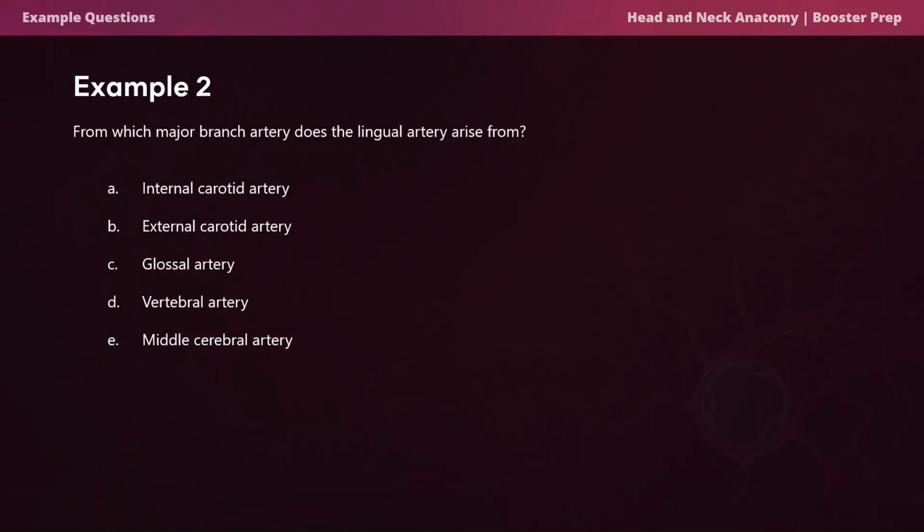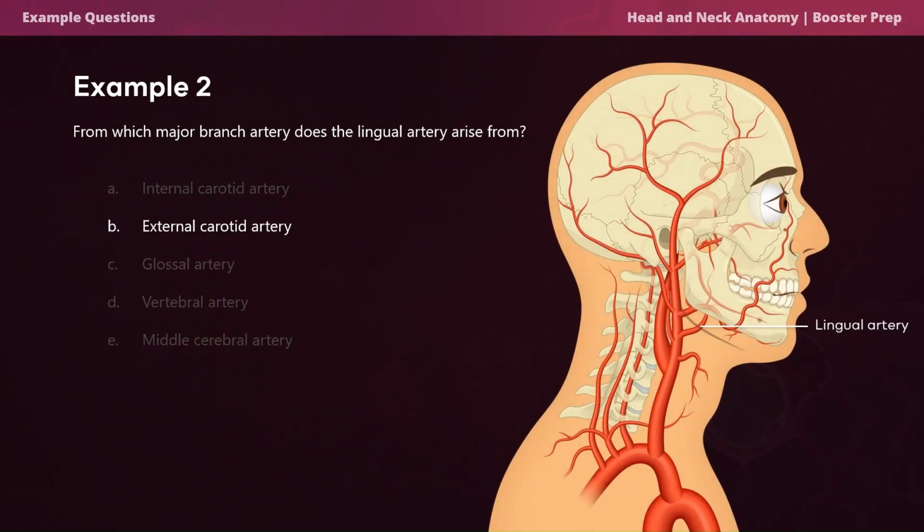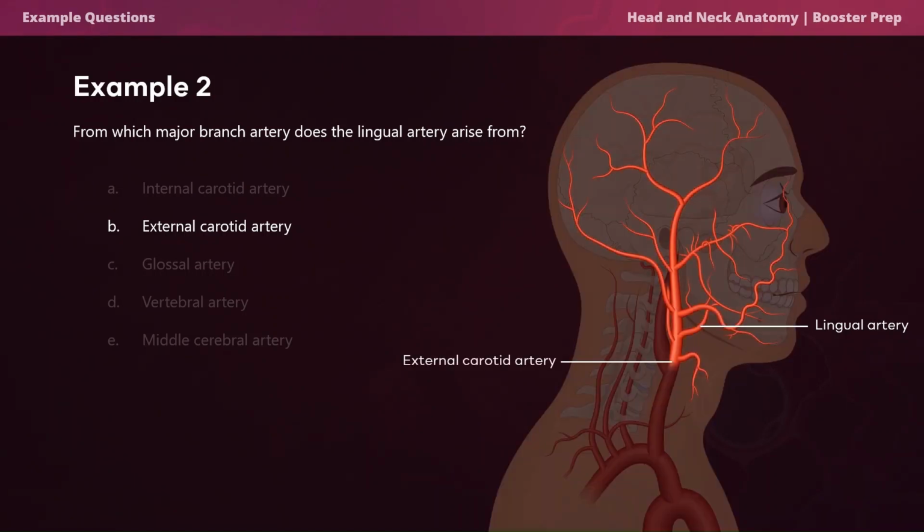From which major branch artery does the lingual artery arise? So the answers are A, the internal carotid artery, B, the external carotid artery, C, the glossal artery, D, the vertebral artery, or E, the middle cerebral artery. So take a second to think about it, but the answer is B, the external carotid artery. So this means that the lingual artery arises from the external carotid artery. So on the right-hand side, you can see the lingual artery and the external carotid artery. Now, the lingual artery is clearly a branch of the external carotid artery.